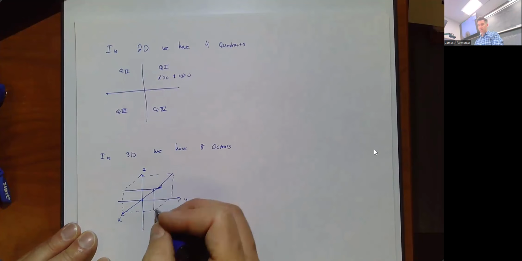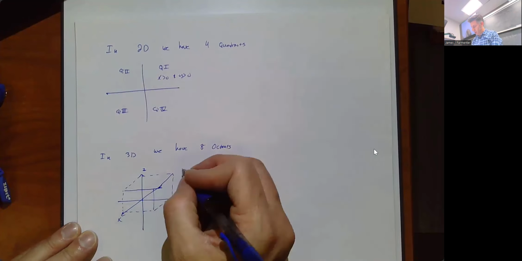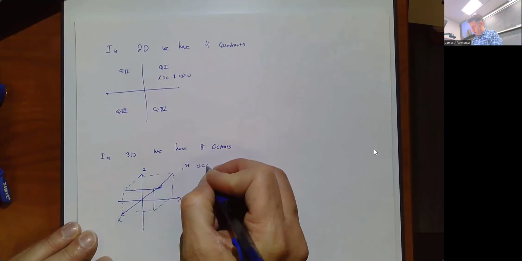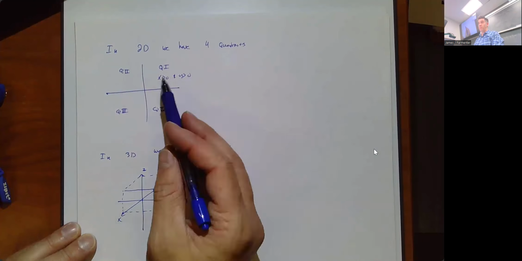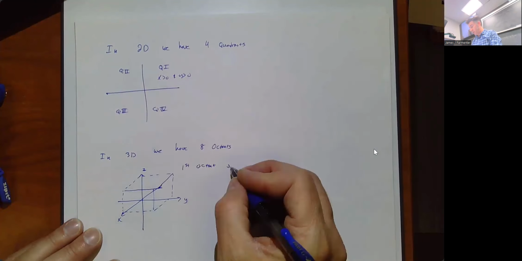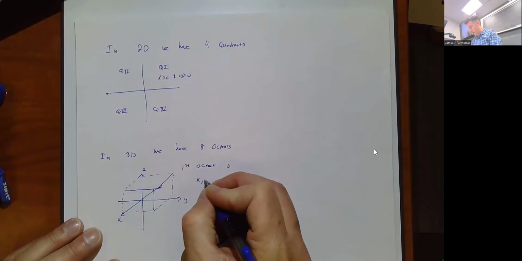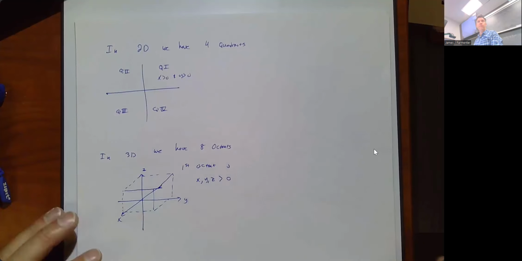This space here, that is your first octant. The first octant is where, just like the first quadrant was where both x and y are positive, x, y, and z are all positive.